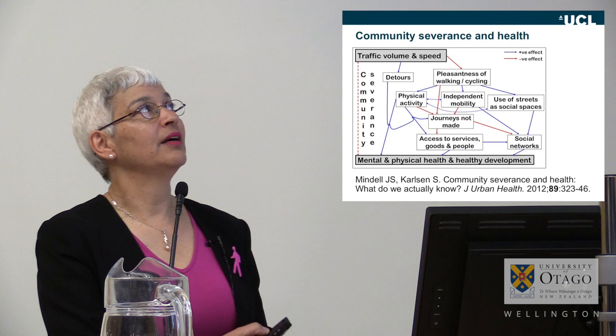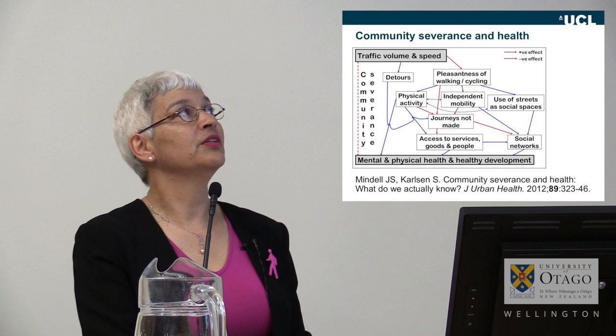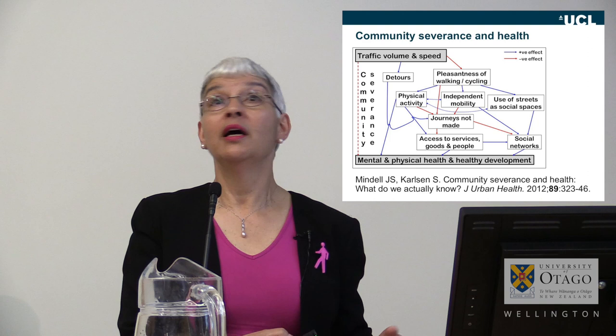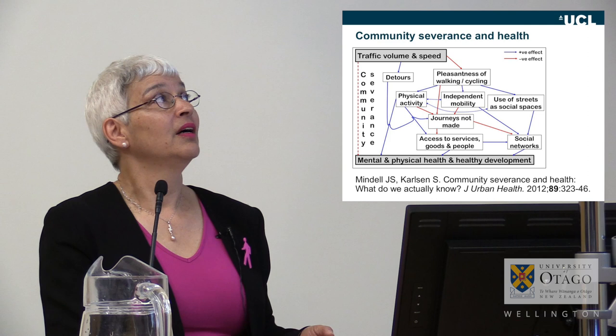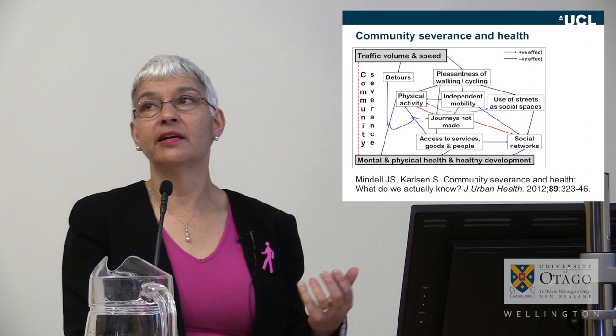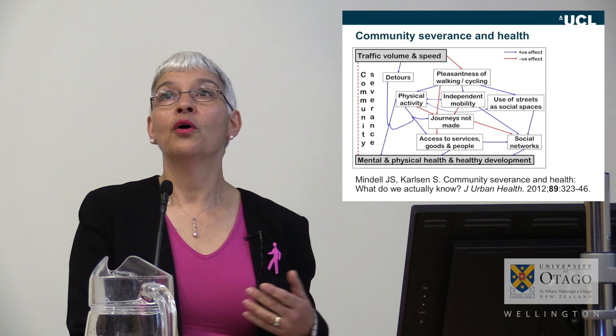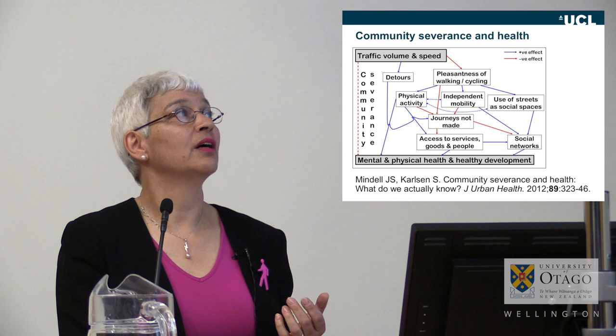So the greater the traffic volume and speed, the less pleasant it is to walk and cycle, the more people have to make detours to avoid crossing the road, or in many cases, either a detour to use a crossing or a detour to avoid a crossing, because people hate subways and aren't that keen on overpasses. So journeys that aren't made, reduced physical activity, less independent mobility, particularly for people who, because of their young or older age or health or convictions, can't or don't want to use a car, far less use of the street as social spaces.